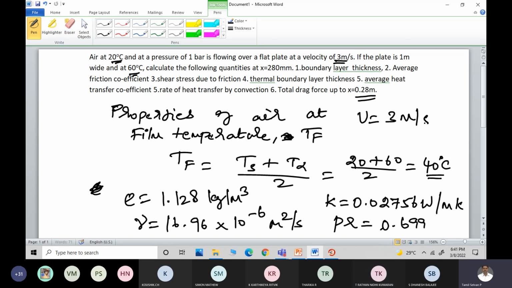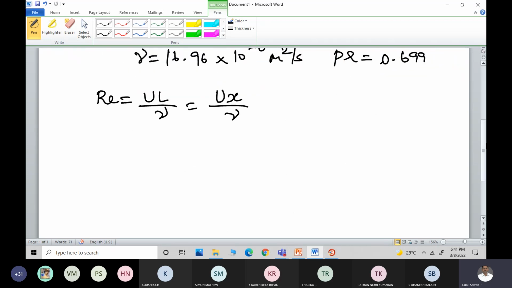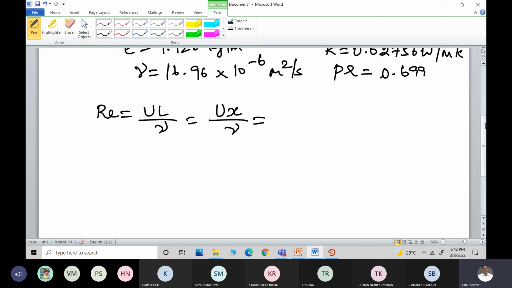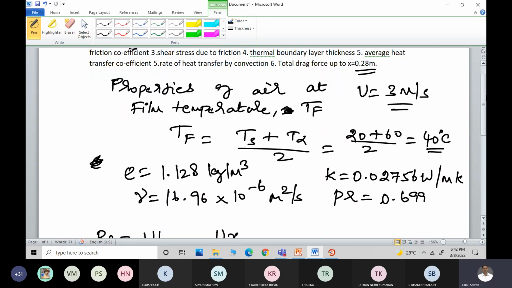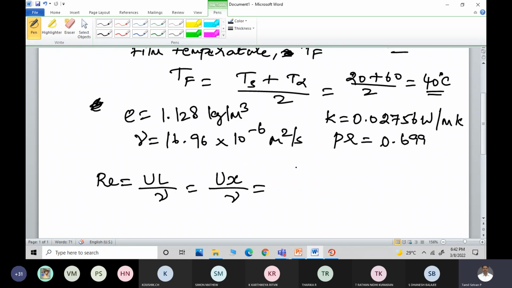Yes, U equal to 3 meters per second, and x is 0.28. Now you can find out the Reynolds number. Reynolds number is equal to Ux divided by nu. So 3 into 0.28 divided by the nu value, that is 16.96 into 10 power minus 6.